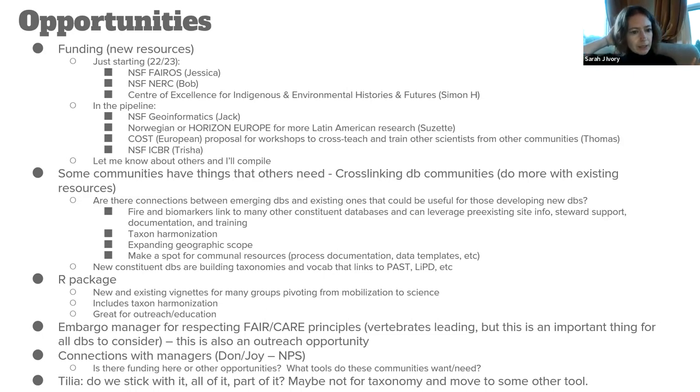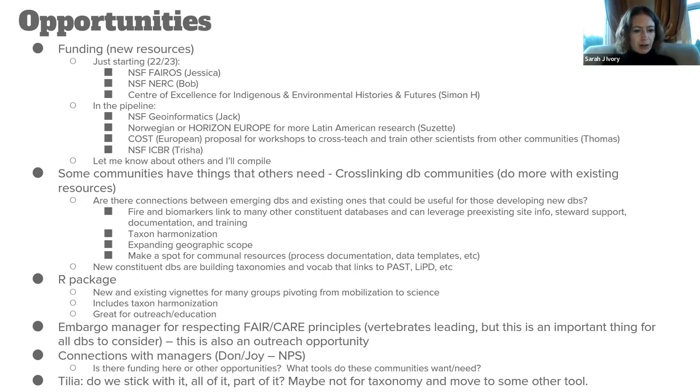In terms of the R package, there's a lot of opportunities for new and existing vignettes for people pivoting from mobilization to science. Taxon harmonization is included to some extent in these vignettes, but is that a good place for that in order to make them more widely known? And these also seem like great opportunities for outreach and education.